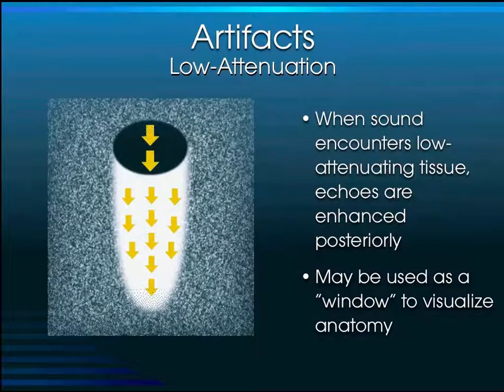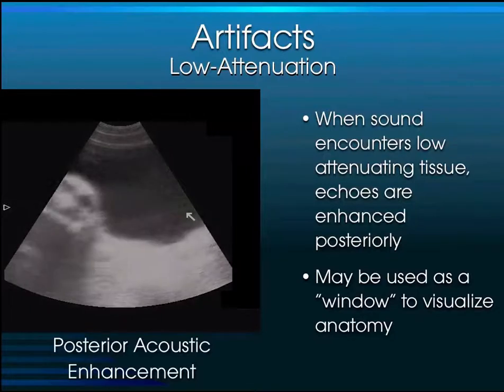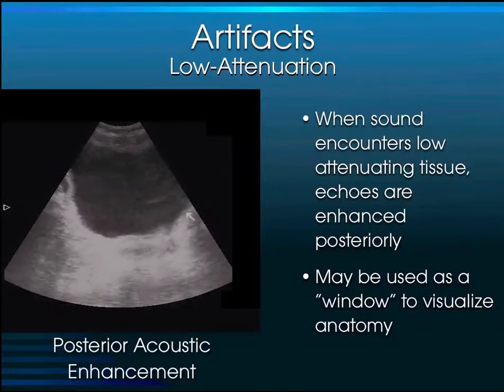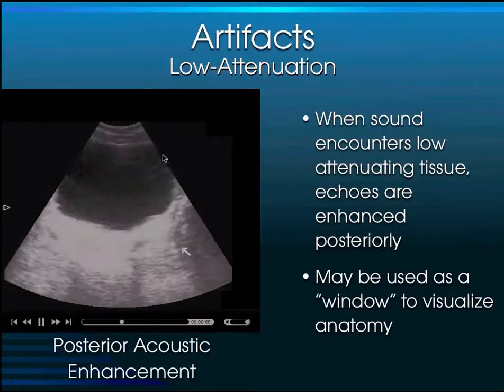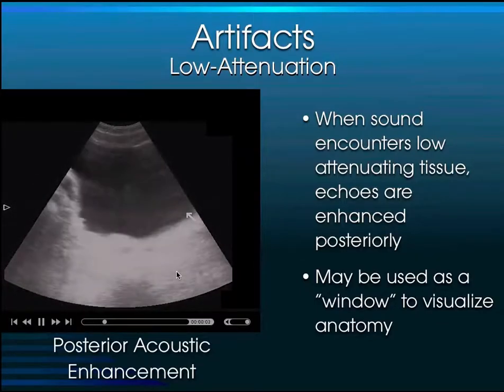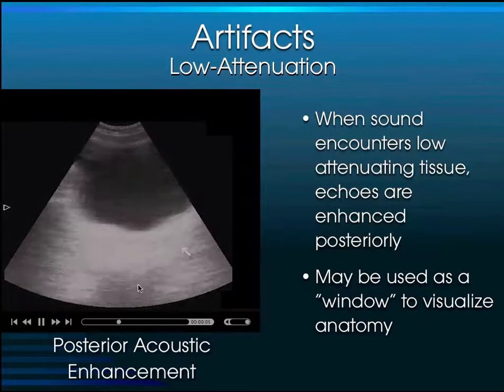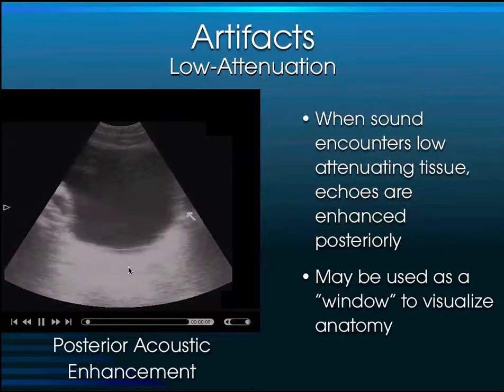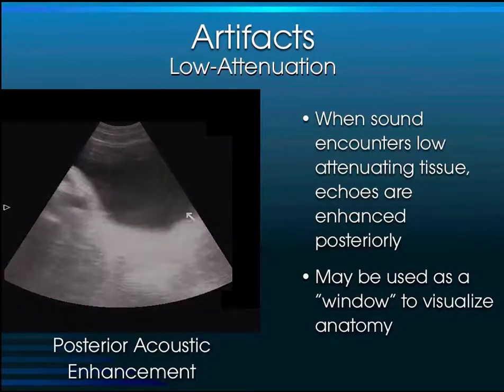Sometimes sound can travel through an organ very easily, such as fluid or water or the urinary bladder. See, when sound encounters this low attenuating tissue, well, then the echoes behind it get enhanced posteriorly. And that's the reason why we use the bladder as an acoustic window to visualize structures behind it. See, in this example here, the anechoic bladder appears basically black on the screen, and structures behind it have posterior acoustic enhancement. Because of the low attenuating effect of the bladder, structures posterior to it are echo bright.